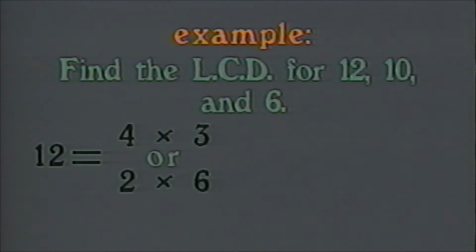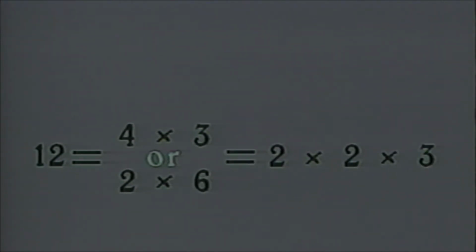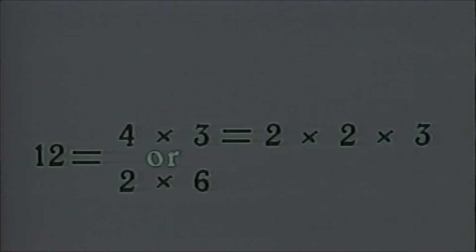12 is 4 times 3, but it's also 2 times 6. Which should I use? You can start with either, but notice that they both factor again. 4 can be written as 2 times 2, so you have 2 times 2 times 3. 6 can also be factored. Factoring 6 as 2 times 3 also gives 2 times 2 times 3.